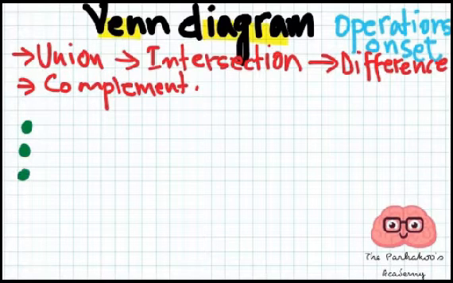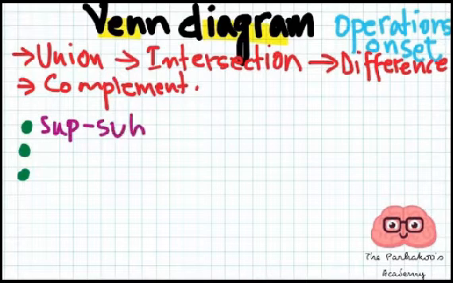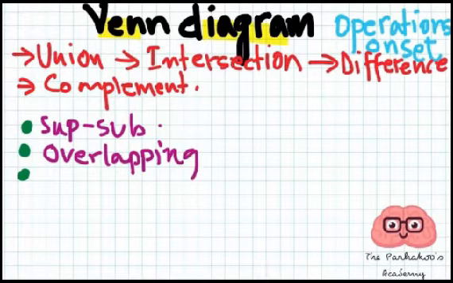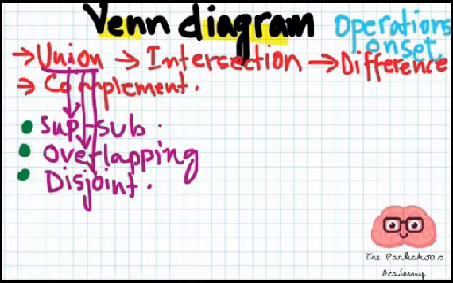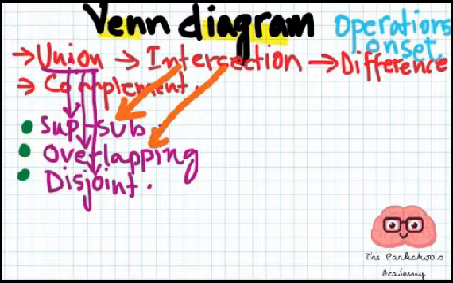Each can be divided into 3. The first one is subset, superset. The second is overlapping, as we have read before. And the third is disjoint. So the union, when one is the subset and the other is superset. Union when two sets are overlapping. Union when they are disjoint. Same goes with the intersection. So subset, superset, overlapping, intersection when disjoint. So in each case there are further 3 possibilities.